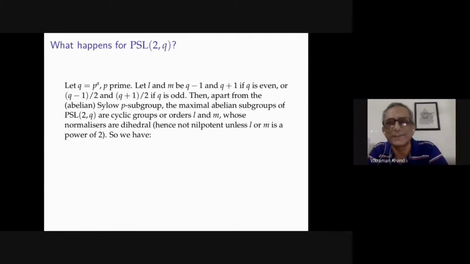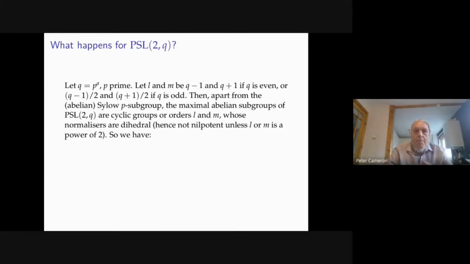Yes. Thank you. Okay, so let's look at PSL2Q. It's the easiest kind of simple group. So in PSL2Q, what are the Sylow subgroups? Well, the Sylow subgroup for the prime dividing Q is elementary abelian. It's the additive group of the field of Q elements. But the other Sylow subgroups are all contained in cyclic groups of orders either Q minus 1 and Q plus 1 if Q is even, or Q minus 1 over 2 and Q plus 1 over 2 if Q is odd. So we've got these big cyclic subgroups there.